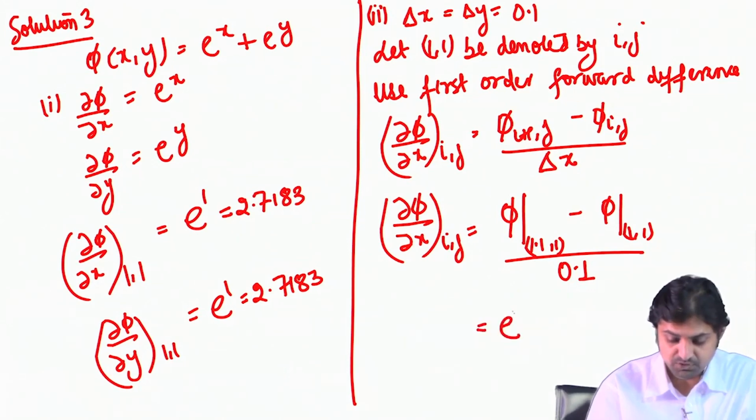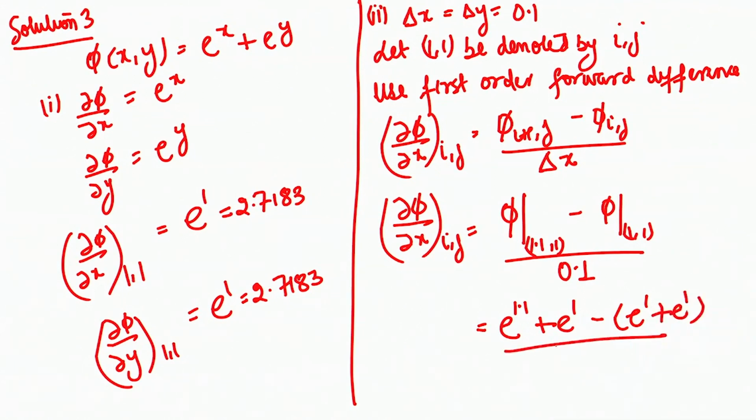This will be e to the power 1.1 plus e to the power 1 minus e to the power 1 plus e to the power 1. Alright, we are just putting in the values, and if you use your calculator, it's going to be 2.8588. Alright, that is del phi del x at 1 comma 1.